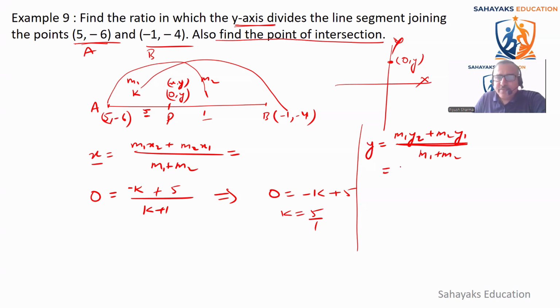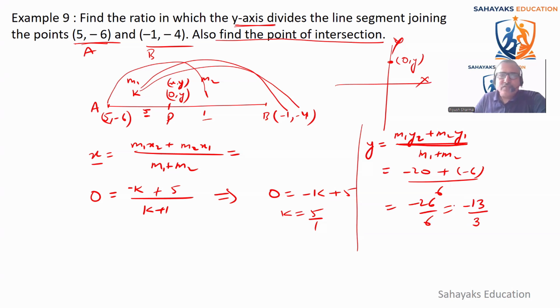So m1 is 5 multiplied by minus 4. 5 into minus 4 comes as minus 20, plus 1 into minus 6 comes as minus 6, divided by 5 plus 1. 5 plus 1 is 6. So it comes out to be minus 26 by 6. And if you divide it by 2, it comes out to be minus 13 by 3. So the value of y comes out to be minus 13 by 3. So what is the point P? The point P is 0 comma minus 13 by 3.